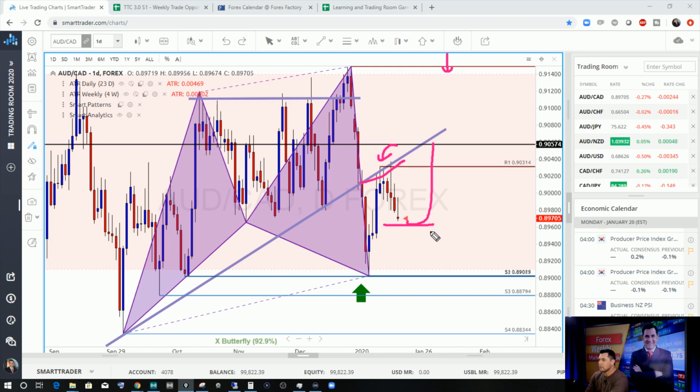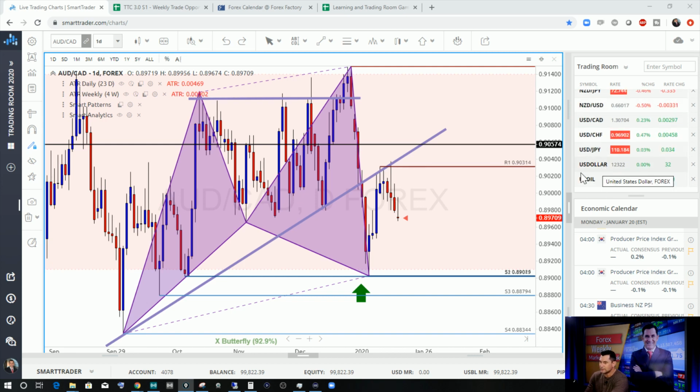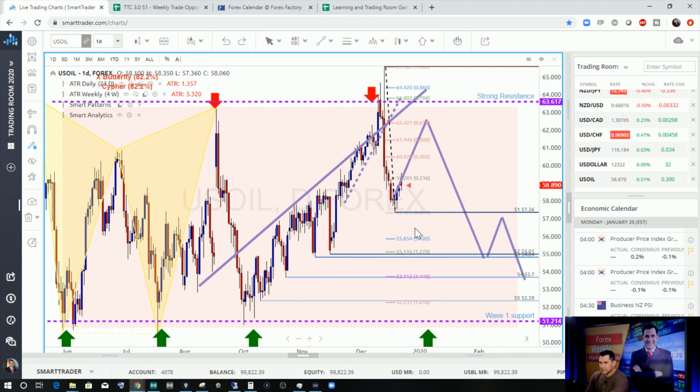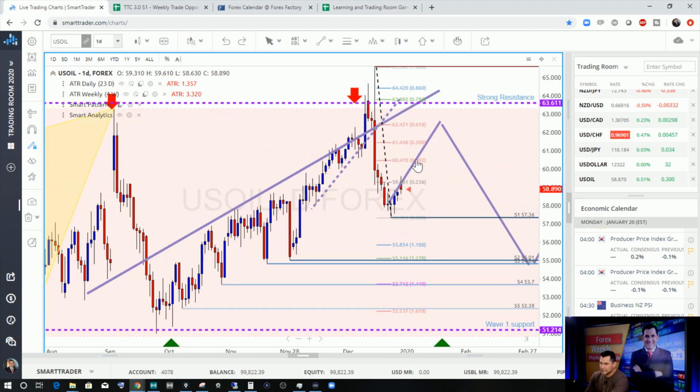So I would say that we're probably going to find a lot of support this week at the retracement level. And then maybe not this week, maybe towards the end of the week, we're going to start seeing a turnaround to the upside. Now, this is a Canadian cross, so let's take a look at US oil before we check out any other information on this pair. If you take a look, US oil is in a retracement move.